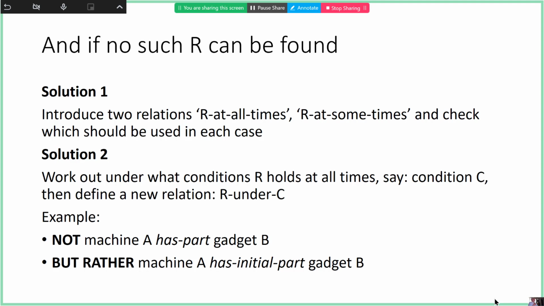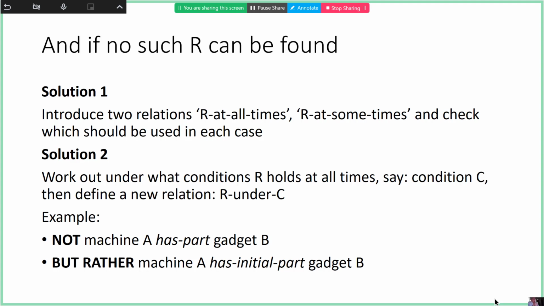I see. Yes. So Barry, if you have A has initial part gadget B at T0, but at T1 it's been changed out, how do we know that that has occurred from the instance standpoint?